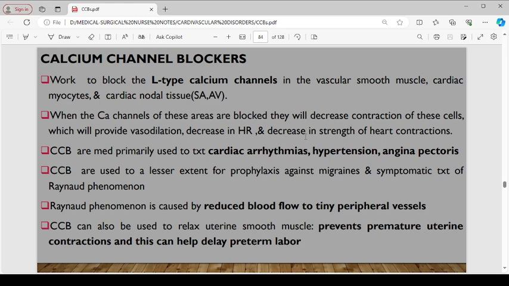Lastly, calcium channel blockers can also be used to relax the uterine smooth muscles. This effect is very key in maternity, where it will prevent premature uterine contraction and thus can help delay preterm labor.